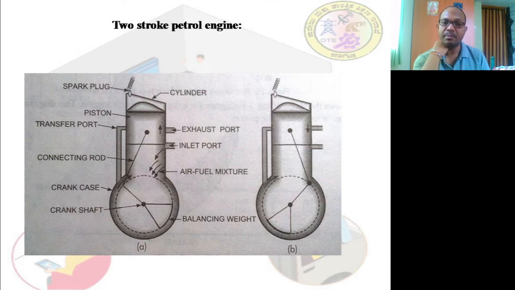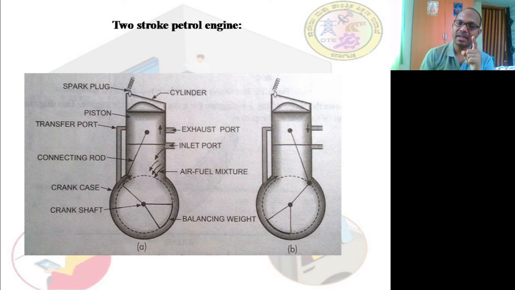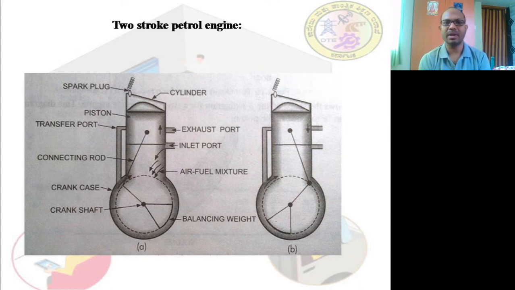That means the petrol and air mixture, that is the charge, is entering into the crankcase instead of entering into the cylinder. From the crankcase, on the left side, what you can see is a perpendicular line or a tube-like structure, which is called the transfer port. Through the transfer port, what happens?